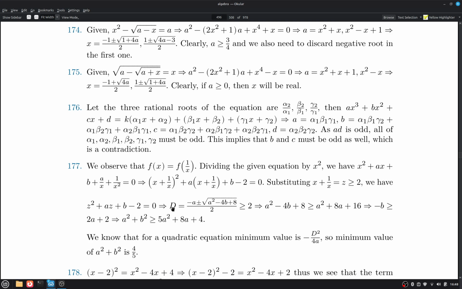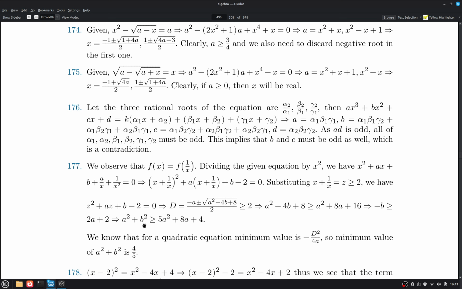This is not d, this is z, this is wrong. This is not the discriminant, this is the roots of this equation. So we have the roots, and now we multiply 2 with 2, so it becomes 4. We bring 8 to this side, 4 plus a. We square both sides. We get a square minus 4b plus 8 greater than or equal to a square plus 8a plus 16. Okay, so a square will get cancelled, 8 will cancel. So finally you will have minus b greater than or equal to 2a plus 2.